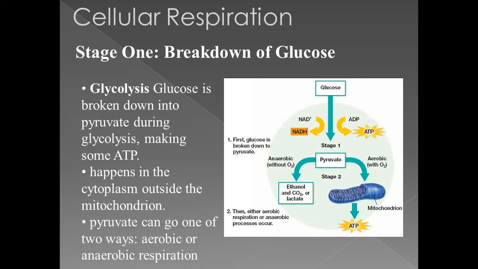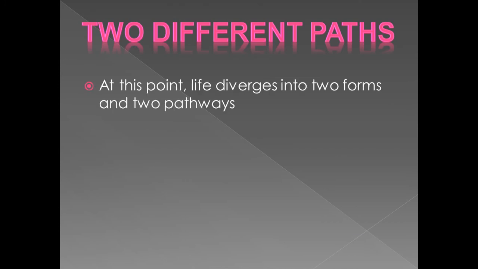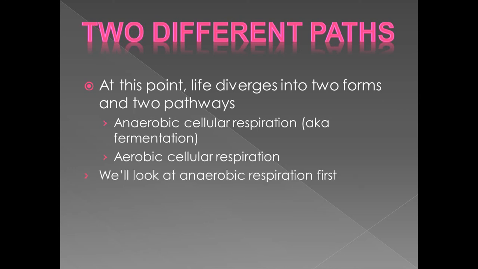The pyruvate can then go one of 2 ways. It either goes through aerobic respiration or anaerobic respiration. At this point, life diverges into 2 forms and 2 pathways. You've got anaerobic cellular respiration, also known as fermentation, and you've got aerobic cellular respiration. We'll look at anaerobic respiration first, which is again called fermentation.